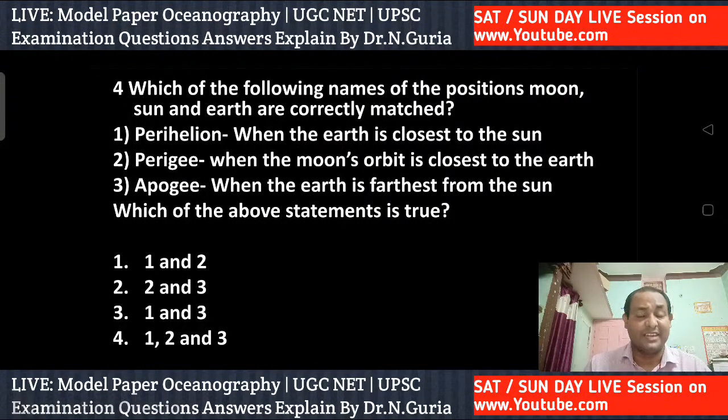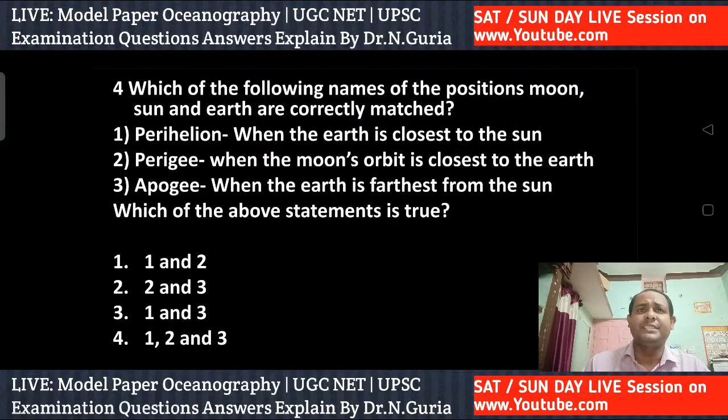Which of the above statements is true? Very interesting question for you. Must read carefully. Perihelion when the earth is closest to the sun, perigee basically when the moon's orbit is closest to the earth, and apogee when the earth is farthest from the sun. Which of the above statements is true? There are options 1 and 2, 2 and 3, 1 and 3, and 1, 2, 3. I explain every question, must carefully listen and watch my video in this session. Very important for NET SET and UPSC.